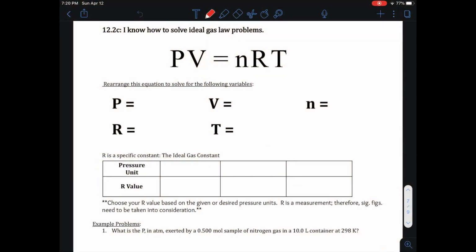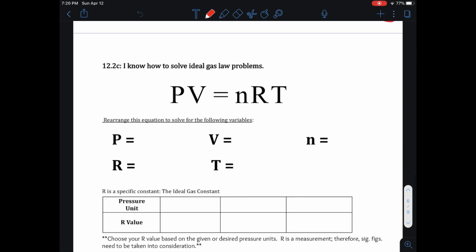Welcome back to another exciting edition of Gas Chemistry. In this video, we're going to be talking about gas chemistry in the lens of ideal gas law. In the previous video, I talked about combined gas law, and in 12.2c, we're focusing on ideal gas law. As you would guess, different name, different equation.